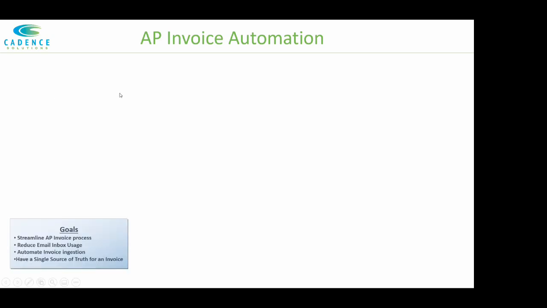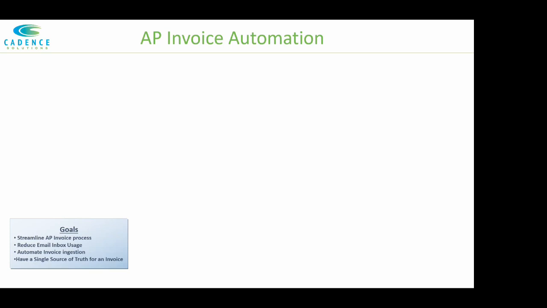So just the goals of what we see from clients and where we've had success here is you want to streamline the AP invoice process. We want to reduce email inbox usage. And what I mean by that is we've gone into some organizations where the shared mailbox, so it could be like invoices@yourcompany.com, that shared mailbox is accessed by 5 to 6 accounts payable people, and they're flagging the invoices and the emails in different colors to know whose color is whose and what's next for them to do. So we want to reduce that inbox usage and automate that. We want to automate that with invoice ingestion.